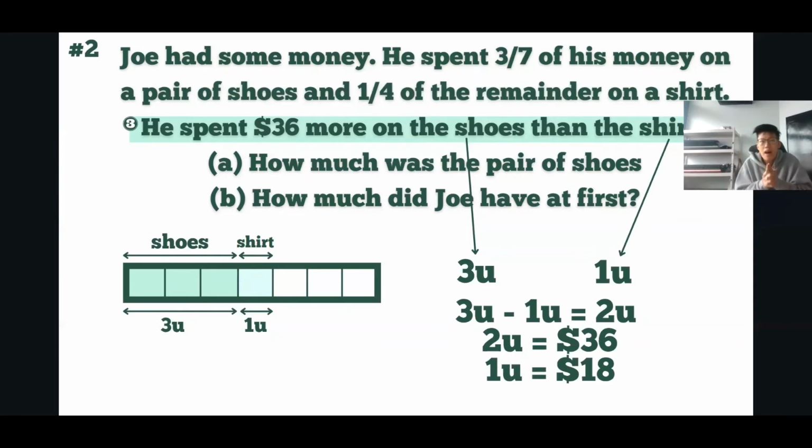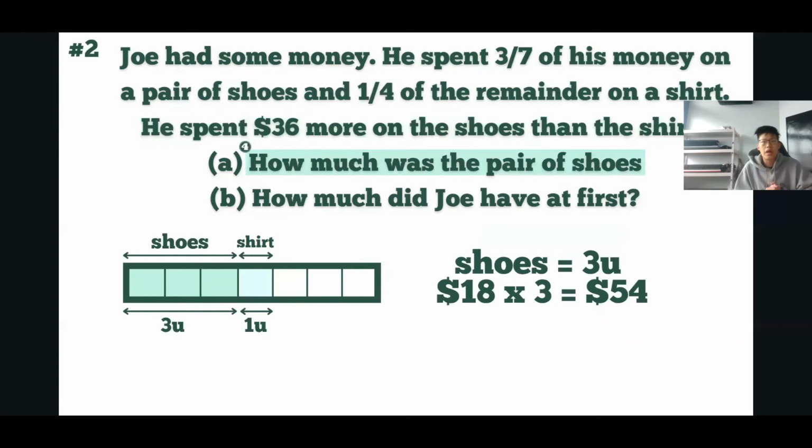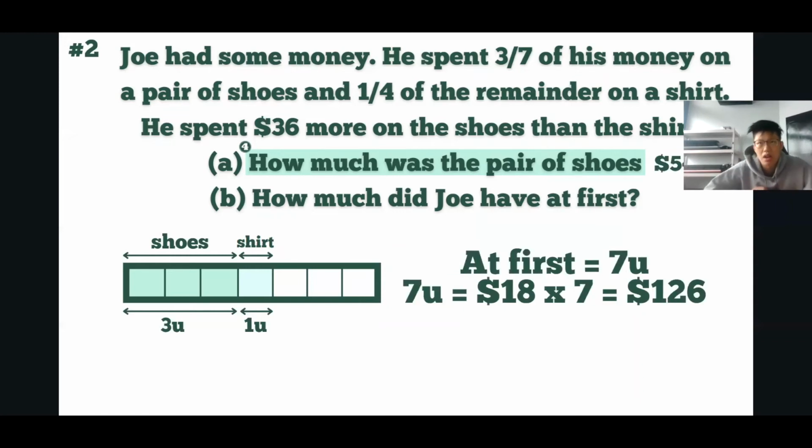Now the question says, how much was the pair of shoes? Shoes is basically 3 units. So if 1 unit equals $18, 3 units will be equal to $18 times 3, which is $54. Now we look at part B: how much did Joe have at first? At first must be equal to 7 units in total. So if 1 unit equals $18, 7 units will be equal to $126. And this is how you would approach a question like that.